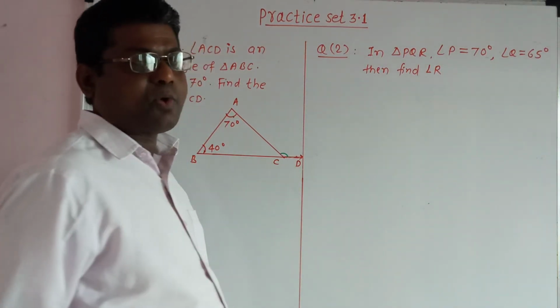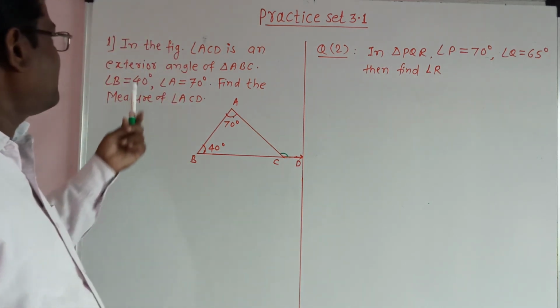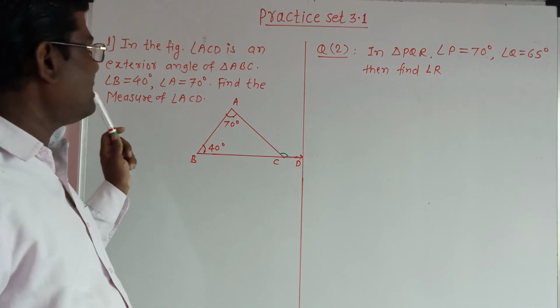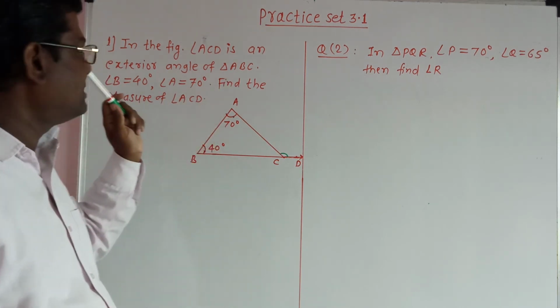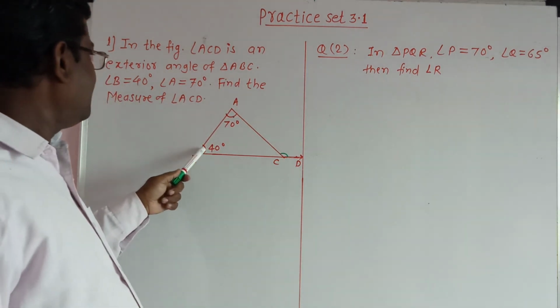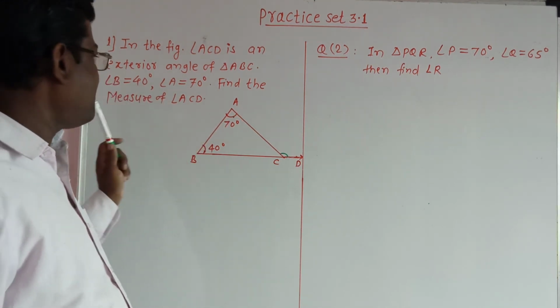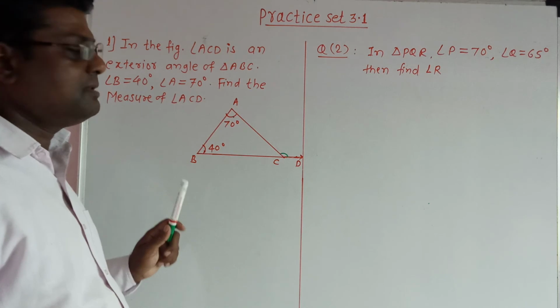Practice set 3.1. Question number 1. In the figure, angle ACD is an exterior angle of triangle ABC. Angle B is equal to 40 degrees, angle A is equal to 70 degrees. Find the measure of angle ACD.